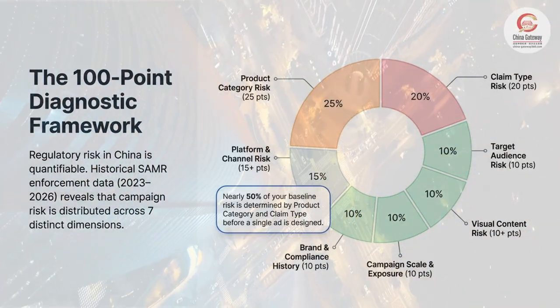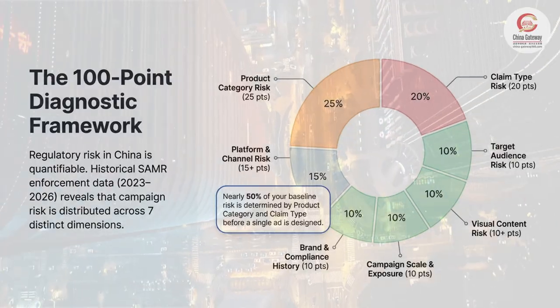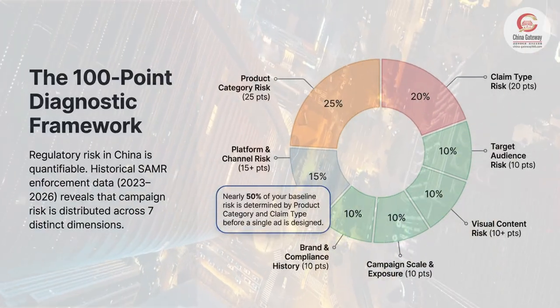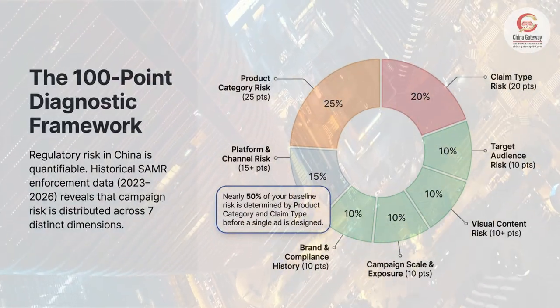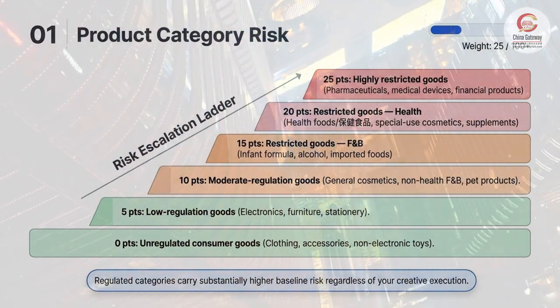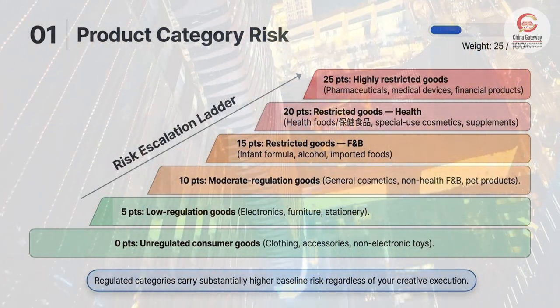Well, it means half of your regulatory exposure is locked in before a single piece of creative is even designed. Getting a handle on this up front is going to save you a ton of time and resources. Let's take a closer look at those 2 heavyweights. First up, we have the product category risk escalation ladder.